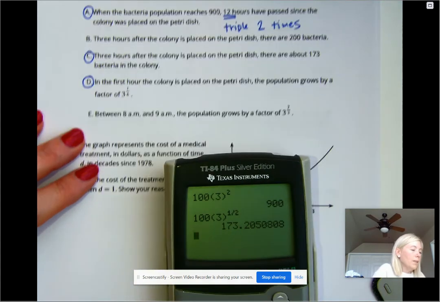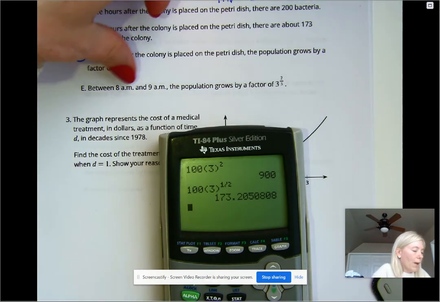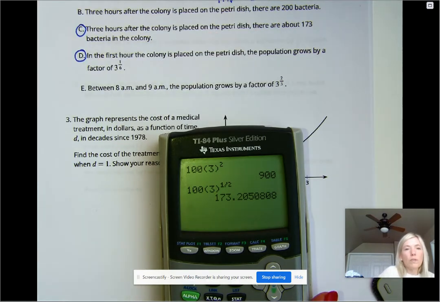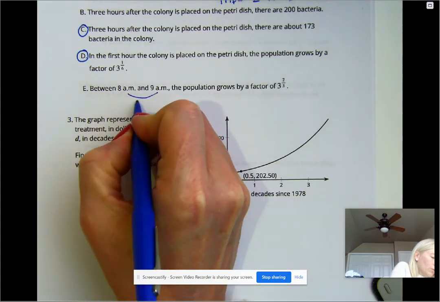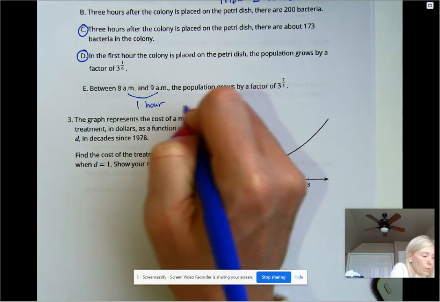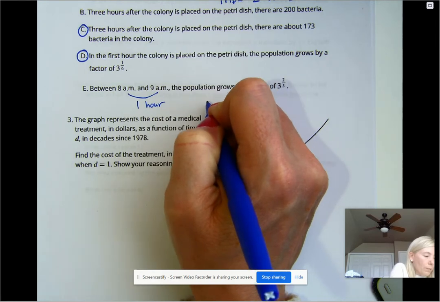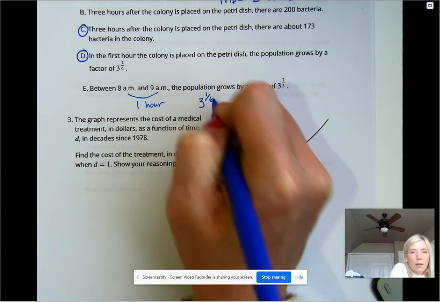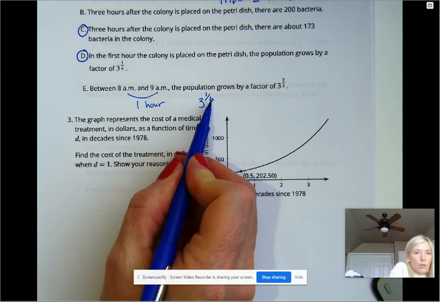And then finally, between 8 a.m. and 9 a.m., the population grows by a factor of 3 to the 2/3. That's not a true statement. This is a change of only 1 hour. And if it triples every 6 hours, as stated in the problem, then it would be 3 to the 1/6. Okay, because that's only 1 hour, and it takes 6 hours to triple. So 3 to the 1/6.